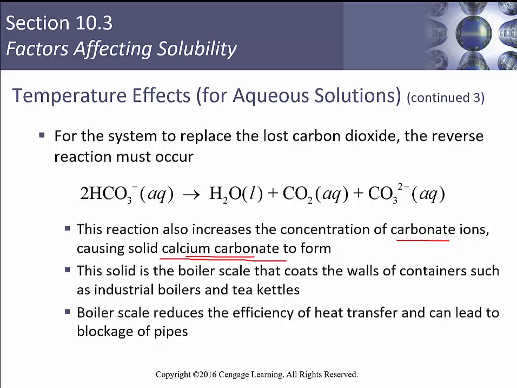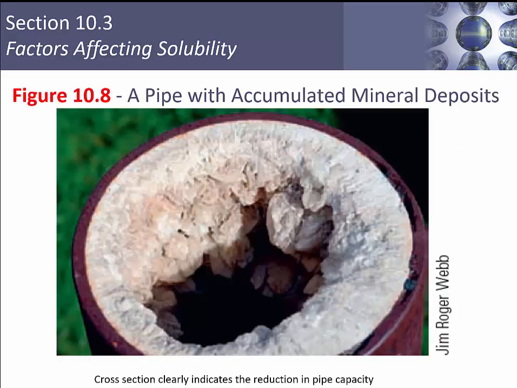This solid is the boiler scale that coats the walls of containers such as industrial boilers and tea kettles. So if your tea kettle has some crusty, nasty white stuff on it, it is probably calcium carbonate. It's bad because it reduces the efficiency of heat transfer, and you can block pipes. So what we've got here is a picture of a particularly nasty pipe. It's got accumulated mineral deposits. Most of those are going to be probably calcium carbonate. This cross-section clearly indicates reduced pipe capacity.